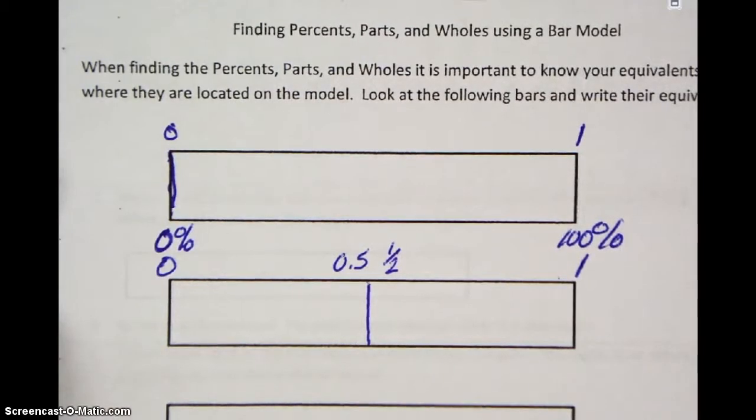Can somebody give me one? Raise your hand. Joey? 50. Well, we're not talking percent. I want an equivalent fraction. You will try again. 50 over 100.